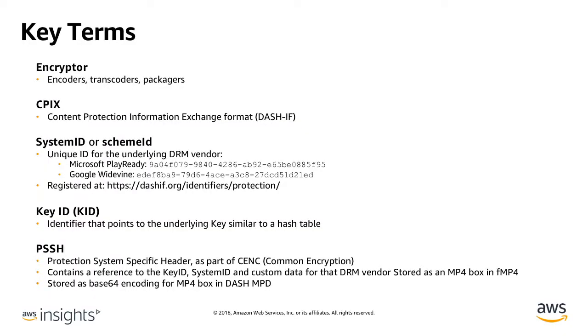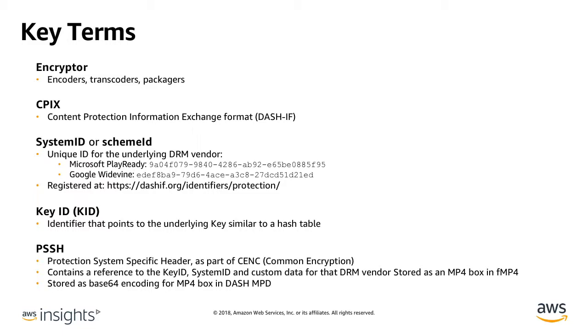So first of all, a few definitions. So I will ask you, Sam, we'll be talking about encryptors today. What are encryptors, really? Absolutely. So encryptors are encoders, transcoders, or packagers. These are the components that would be doing the encryption of the content. So they obtain the keys from the DRM platform and they encrypt the content and send it downstream for consumption.